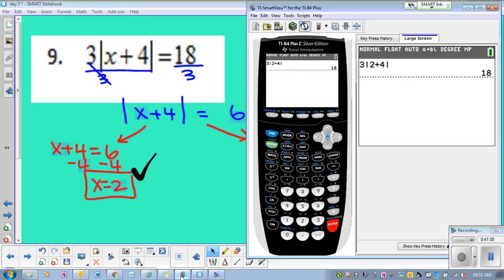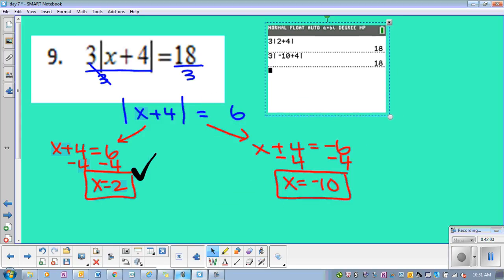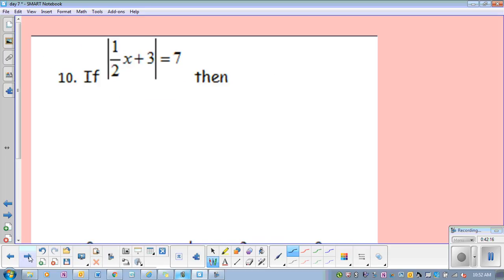Okay, so anyway, the next one was negative 10, so I'm going to do the same thing. 3 times the absolute value of negative 10 plus 4. Does it equal 18? Yes. Okay, good. So I'm going to put this over here, just so we remember. Okay? Questions? You guys all get it? We feel good? Good. Well, last problem.